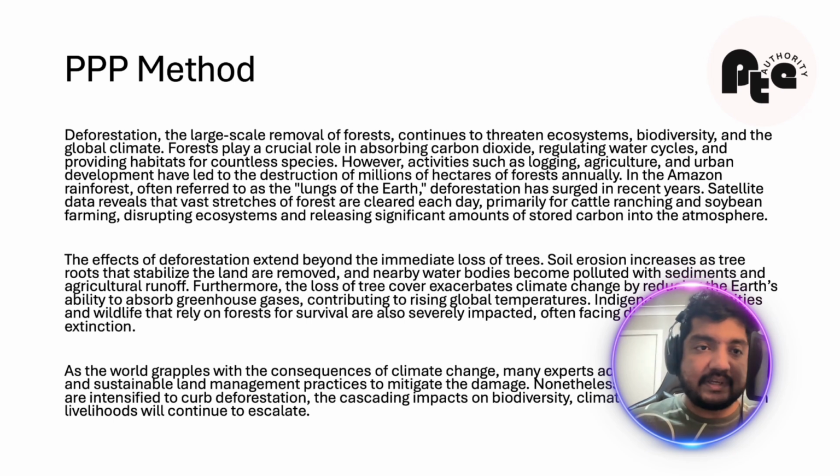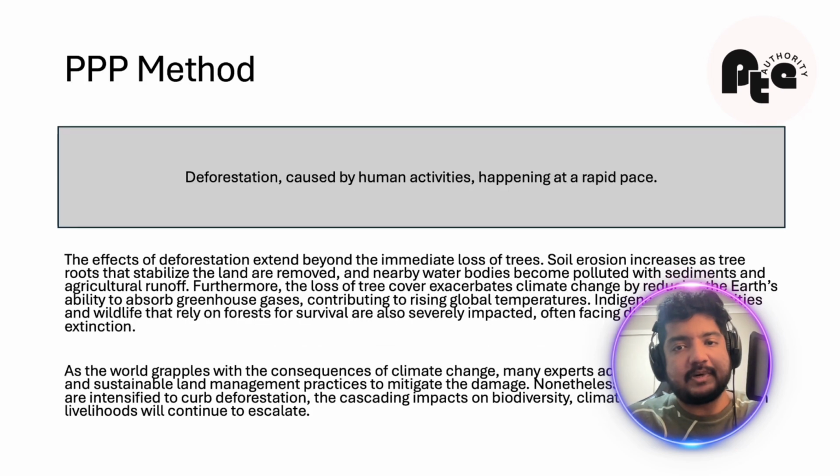Now, to identify a phrase for this paragraph, to me, it is talking about deforestation, and it is talking about the pace at which it's happening. It's happening at a very rapid pace, and it is caused by human actions. So the phrase that I would use for this paragraph would look something like this: deforestation caused by human activities happening at a rapid pace. Now, let's read the second paragraph.